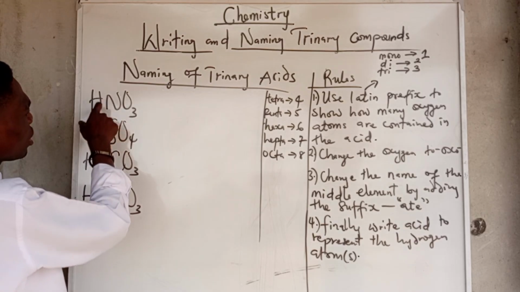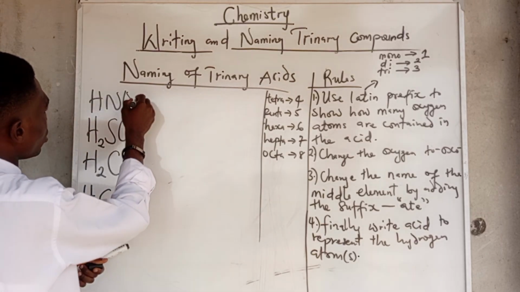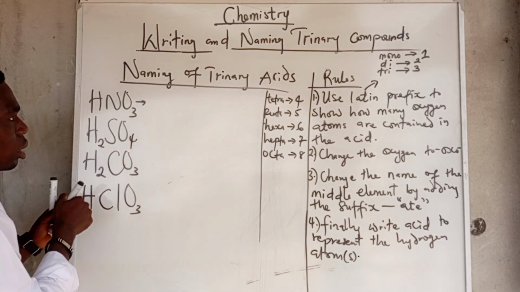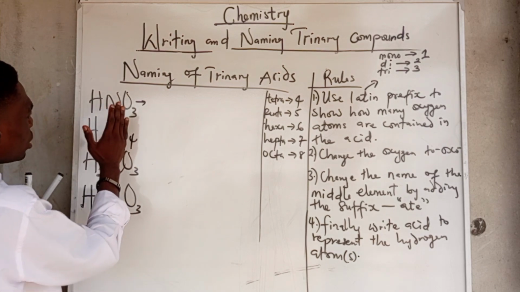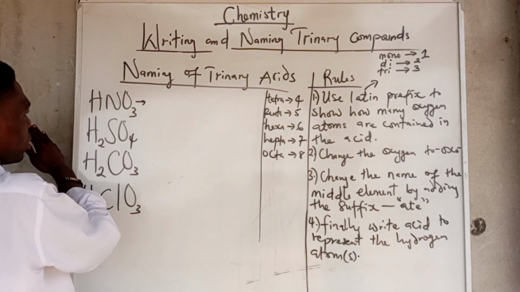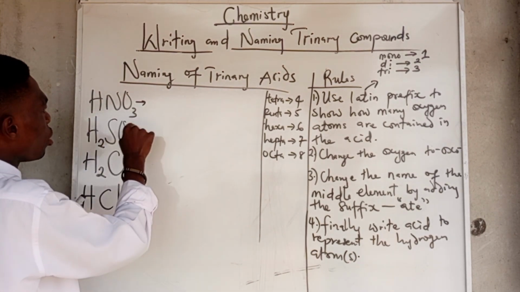And so to name this acid, let's start with this first one. To name this acid, notice that we start from the right to the left, so we're starting from here. All right, so we'll start with the oxygen. How many oxygen are there?